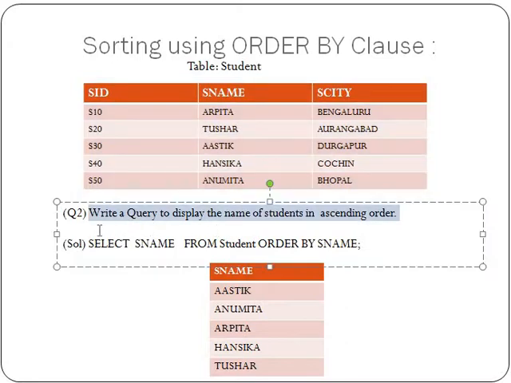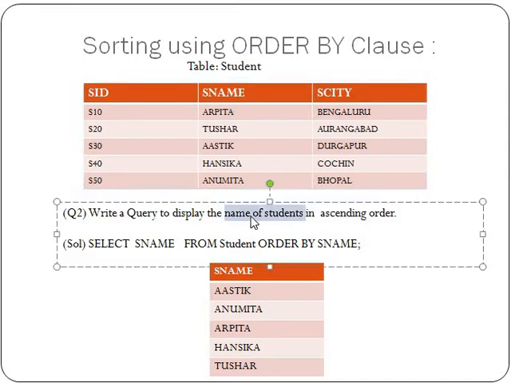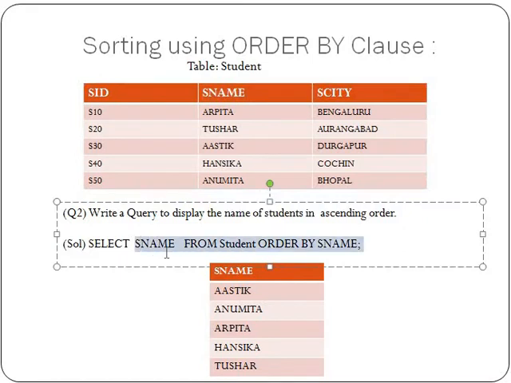Now look at this question. It says write a query to display the name of the students in ascending order. Now if we look at this table, the name of the students is represented by this column, that is SNAME. That's why I'm going to select only SNAME from this table student. So I'm going to write the first part of the query as select SNAME from the table student.